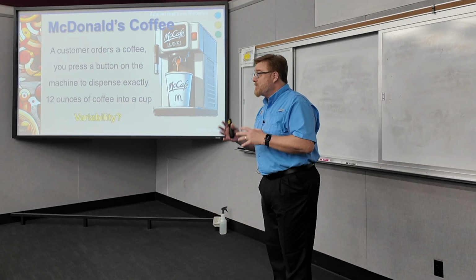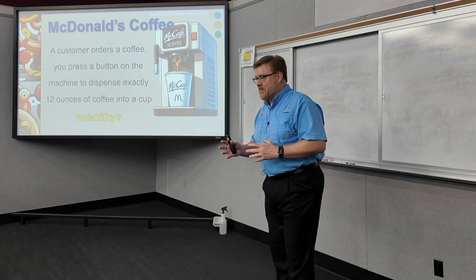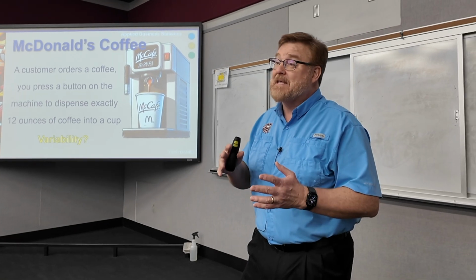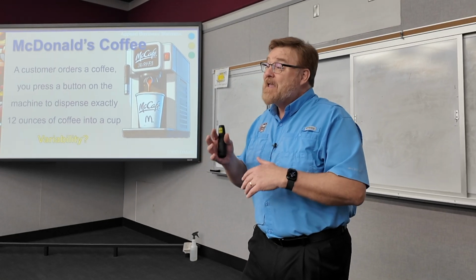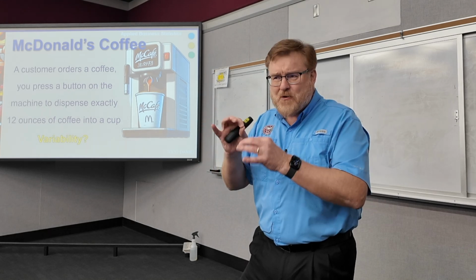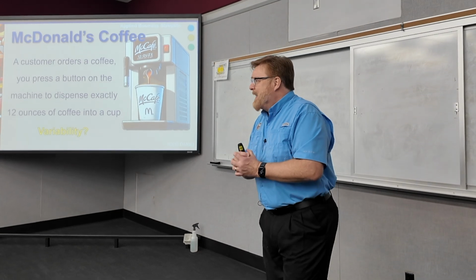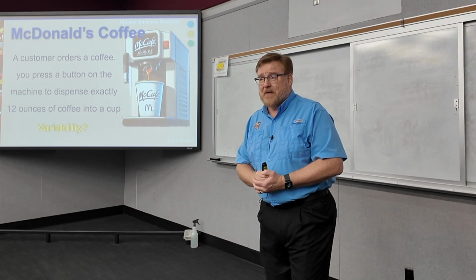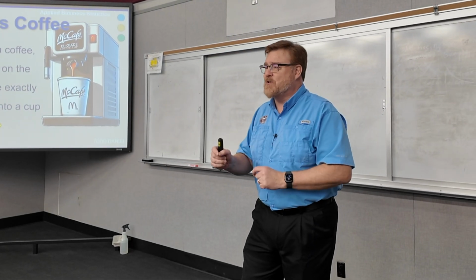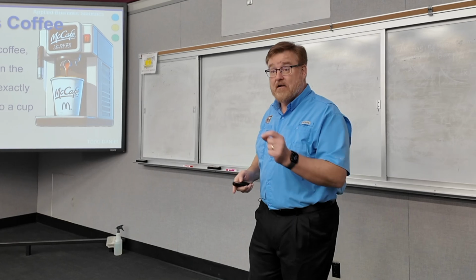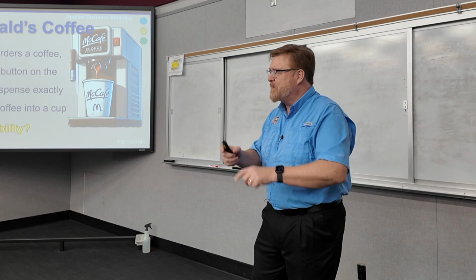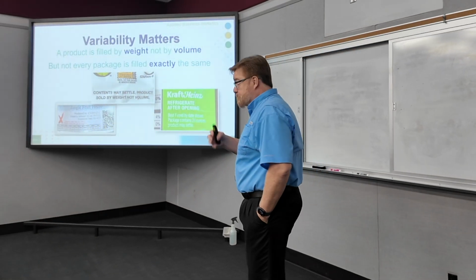But we know that there's always going to be some variability. Some cups might get 12.1 ounces, some might get 11.9. You know how when you fill up a coffee cup, the machine drips a little bit. There's going to be a few drops more or fewer. There is always going to be some variability, but it should be somewhere really close to that average of 12 ounces. So we have a point estimate of 12 ounces, and then we have some variability around that point estimate.